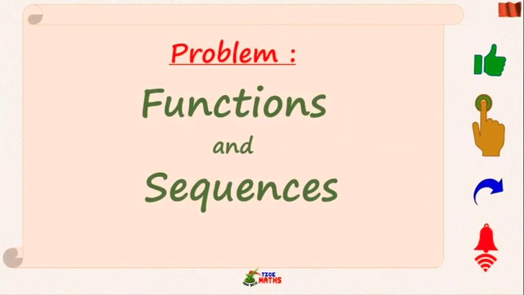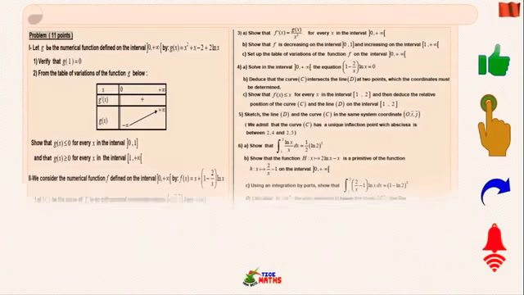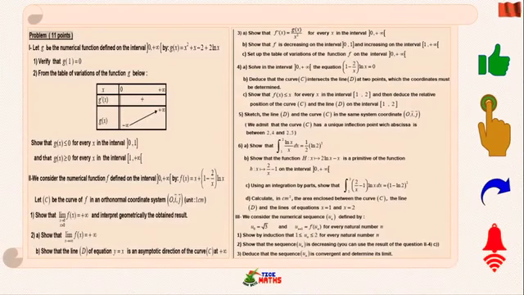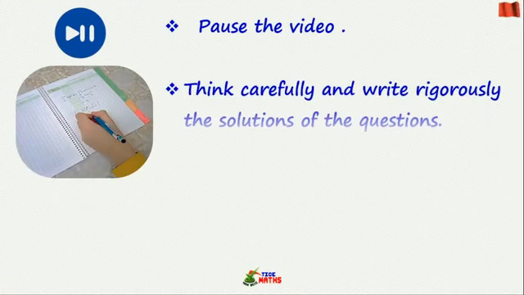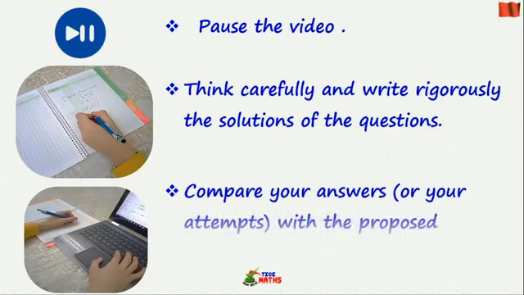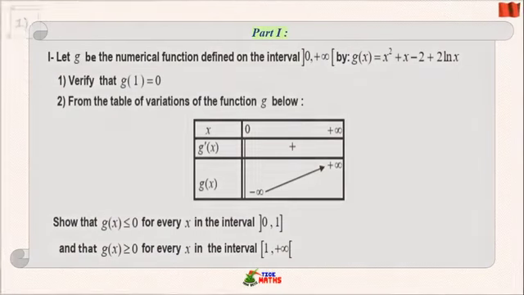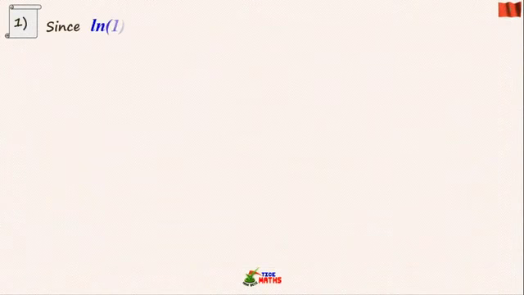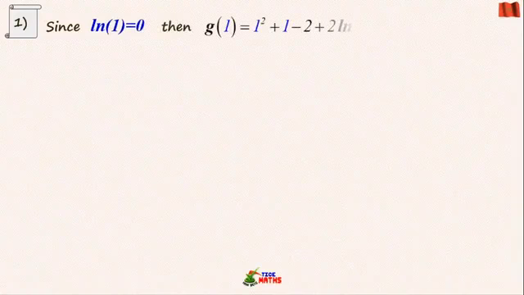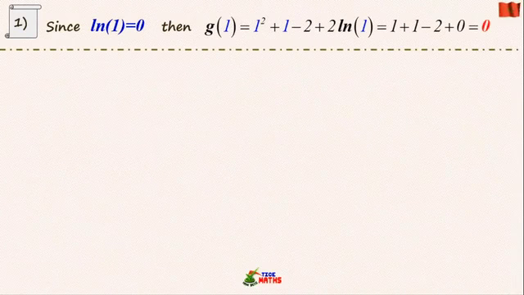We are going to treat a classical problem on functions and sequences. For more profit, pause the video, do the exercise, and then compare with the proposed solutions. Part 1 of the problem. Question 1 is easy. Just use ln of 1 equals 0 to calculate g of 1.